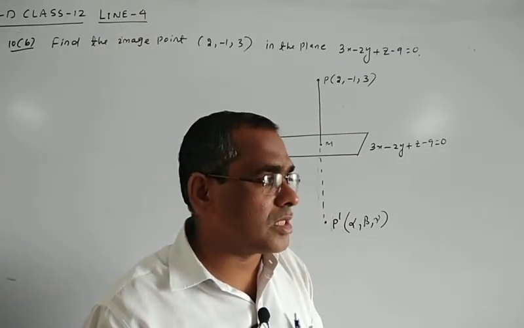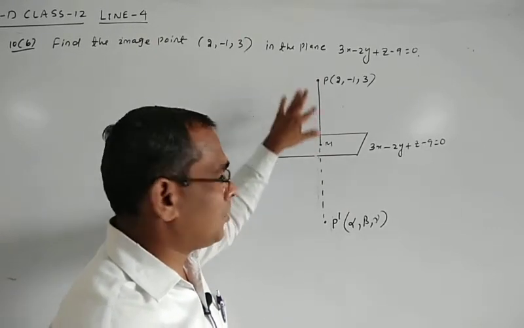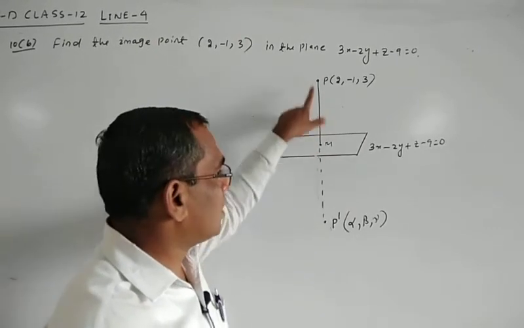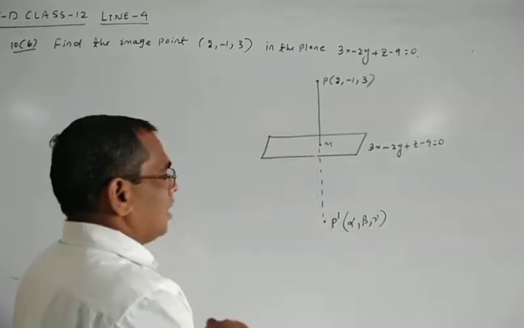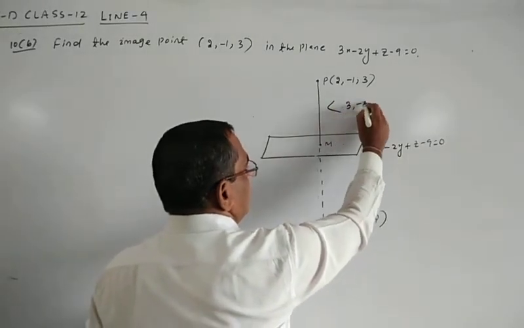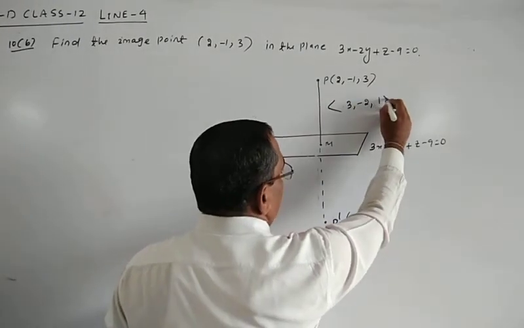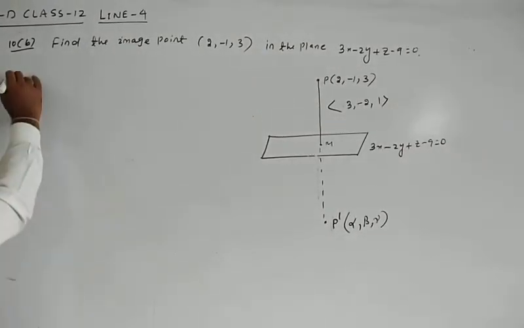But what will be the line equation? This PM is perpendicular to the plane, that means it will be normal to the plane. And what is the direction ratio of the normal to the plane? It is 3, -2, 1. Okay, 3, -2, 1 is the answer.